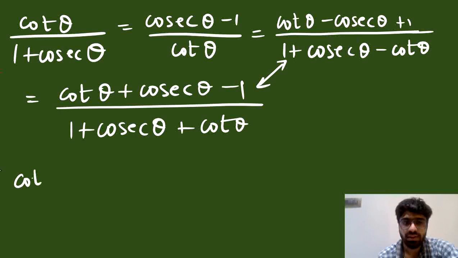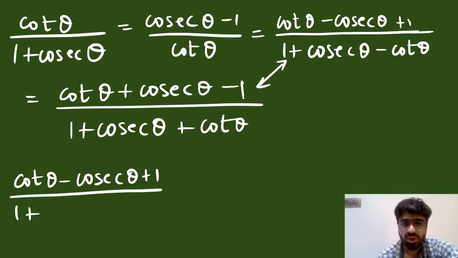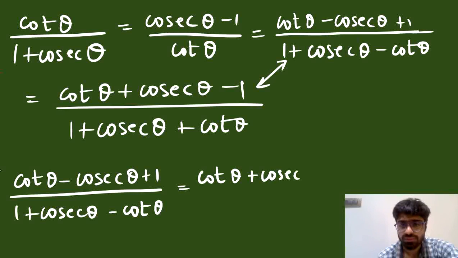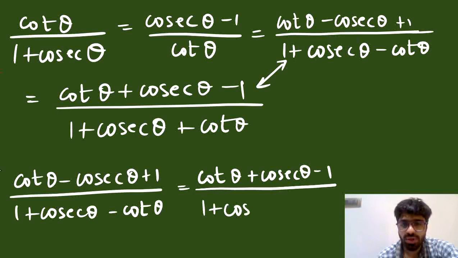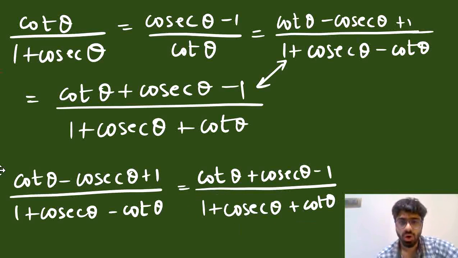That is cot theta minus cosec theta plus 1 upon 1 plus cosec theta minus cot theta, that is equal to cot theta plus cosec theta minus 1 divided by 1 plus cosec theta plus cot theta. Now see, what you have to do is you just have to take this term on the left hand side in the numerator and take this term on the right hand side in the denominator.